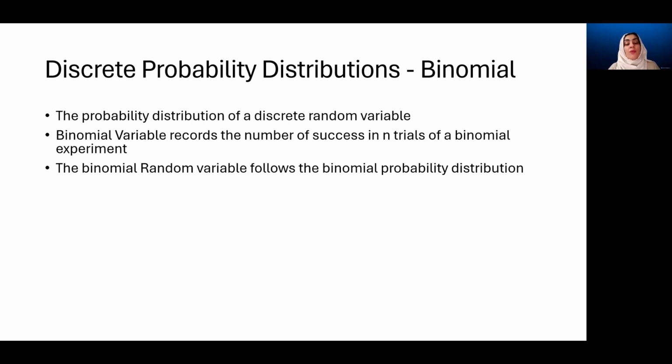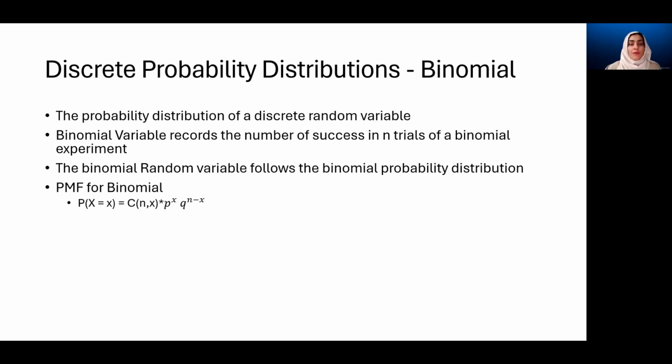The binomial random variable follows the binomial probability distribution. The probability mass function for binomial distribution is given by this. We can take some time to see different parts of this PMF. We are basically trying to find out the probability of X successes in N trials.